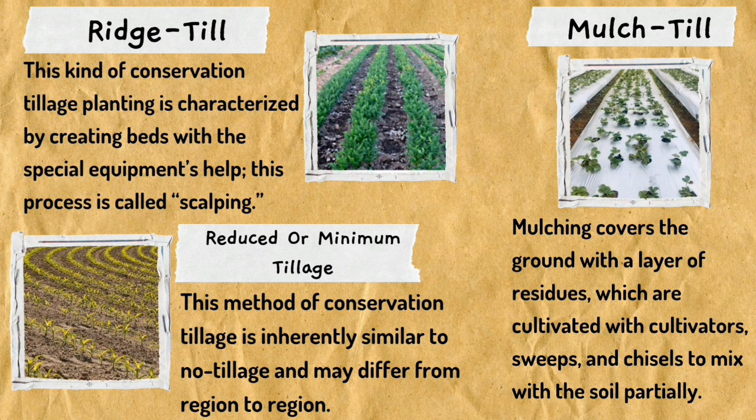Then, the reduced or minimum tillage. These methods of conservation tillage are inherently similar to no tillage and may differ from region to region. It aims to minimize damage to the topsoil. It includes the use of biological insecticides and fertilizers, mild chemicals, and reduced furrowing.